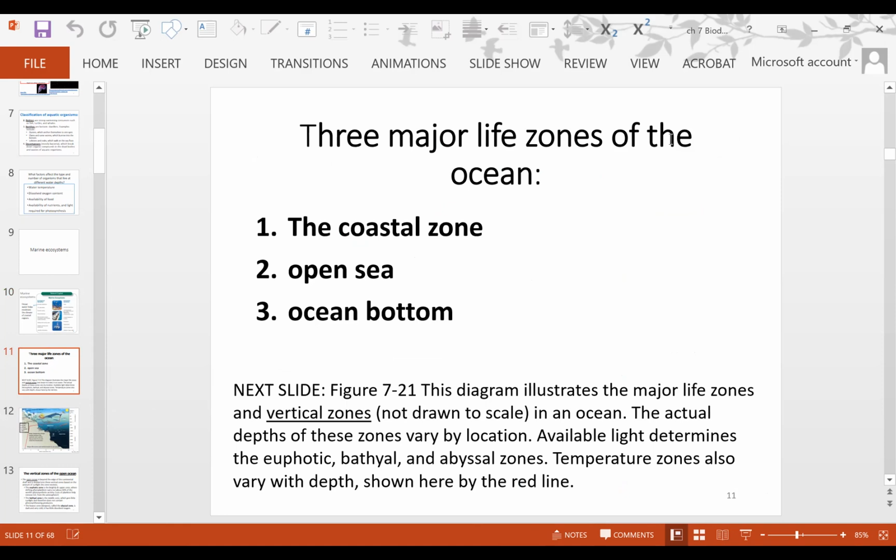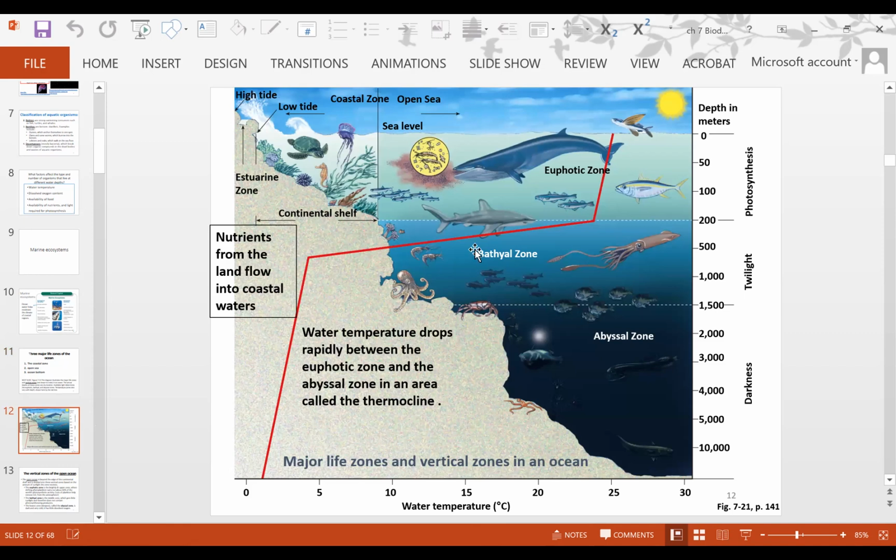So when you're looking at the ocean, there are three major life zones. We have the coastal zone, the open sea, and then the bottom of the ocean. So the next slide illustrates the major life zones and the vertical zones in an ocean. The actual depths that are shown vary by location, and the available light determines what is the euphotic, bathyal, and abyssal zones. And then temperature zones also vary with depth, which is shown by the red line here.